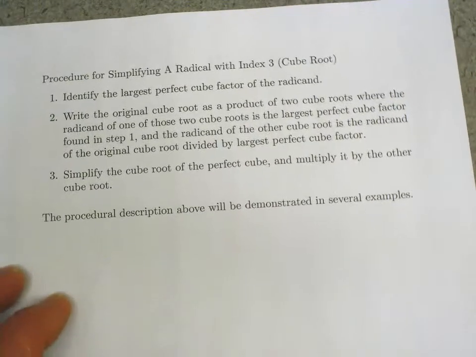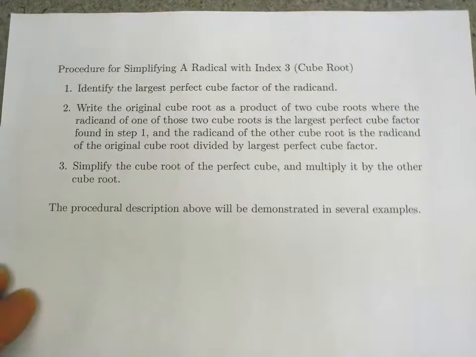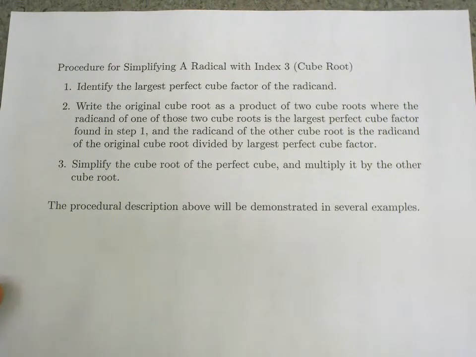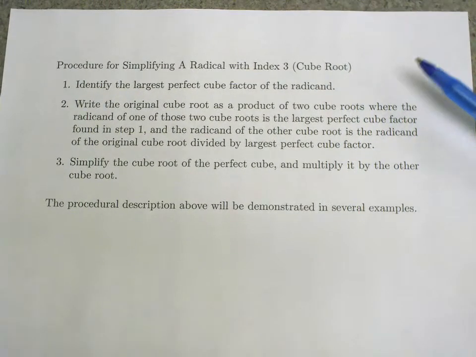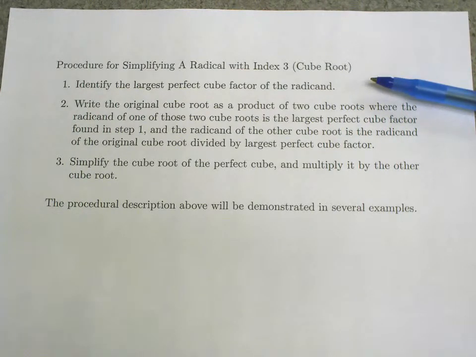we'll discuss a procedure for simplifying a radical with index 3, or a cube root. The procedure is very much like the previous one. It's just that now we're simplifying cube roots. Okay, so if you have a cube root, that means index 3, identify the largest perfect cube factor of the radicand.